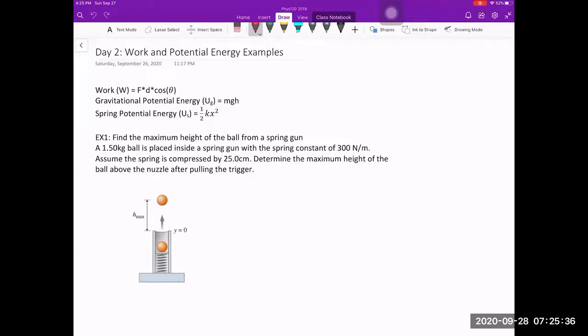We have two kinds of potential energy, or two kinds of conservative force or done work that can be characterized as potential energy. We have gravitational, which we use G to represent. We also have the spring potential energy, which we use S to represent. Each one of them has a different equation.